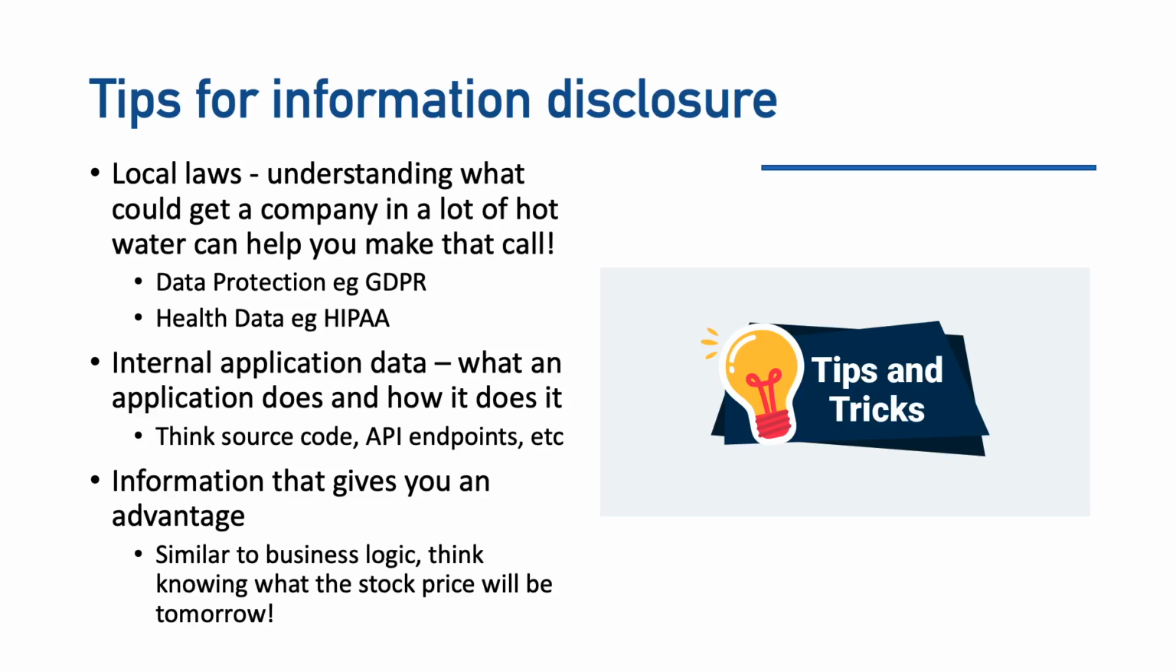So then you have information that gives you an advantage. Now, similar to business logic, it's kind of knowing what the stock price will be tomorrow. It's not just knowing the data and not having access to the data because of data protection legislation. It's using that data to get an advantage and really be able to make trades on that data. Very common in games is being able to predict the next price of something and know when it's time to buy high or buy low.